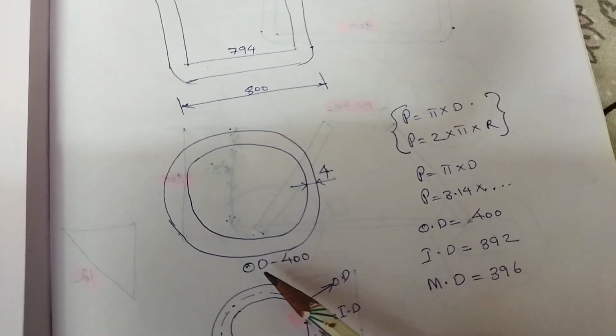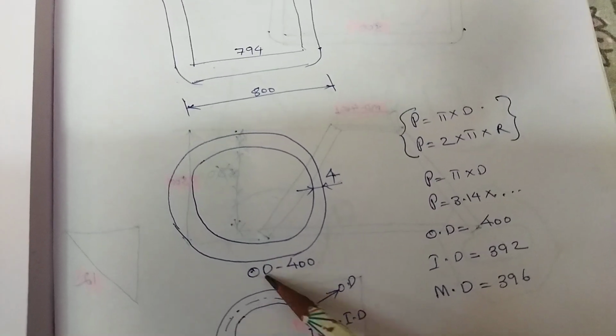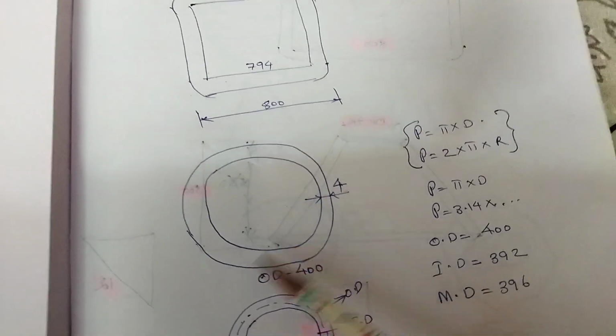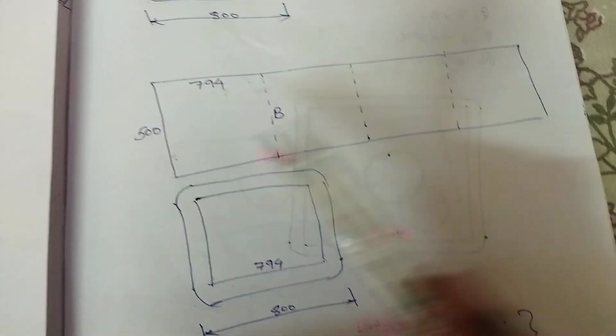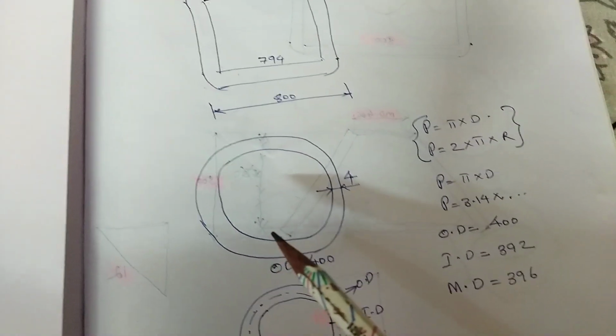Which diameter is this one? Here I have written OD. Outer diameter is 400. Then how will its perimeter be? How much length will be taken? You have taken its length and its width. In the same way, take its length and width.